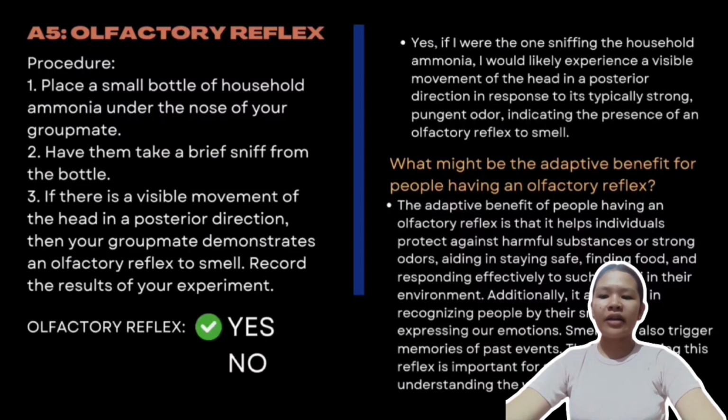What might be the adaptive benefit for people having an olfactory reflex? The adaptive benefit of people having olfactory reflex is that it helps individuals protect against harmful substances or strong odors, aiding in staying safe, finding food, and responding effectively to such stimuli in their environment. Therefore, having this reflex is important for staying safe and understanding the world around us.